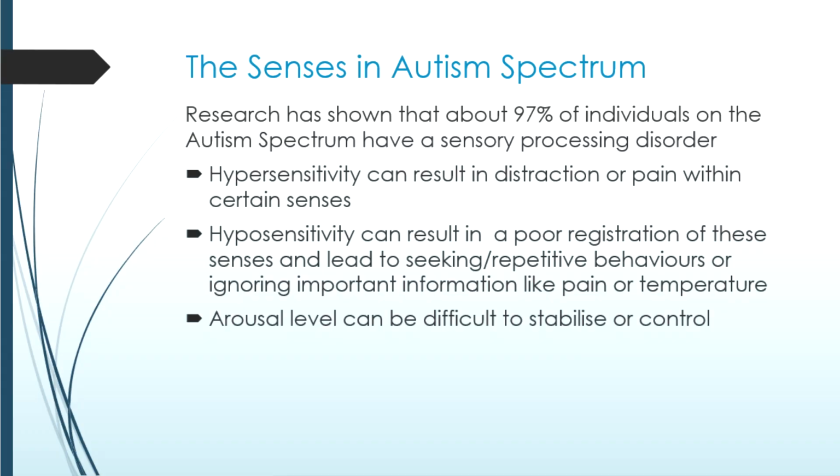Last but by no means least, the fifth of these impacts is sensory problems. 97% of people on the spectrum have a sensory processing problem. That sensory processing problem comes in as registration problems, abnormal registration of sensory input, and control of our arousal level. That abnormal sensory registration can result in the well-known hypersensitivity of people. This is where folk register that information as being highly significant or a potential threat to them. So it becomes potentially painful at worst, distracting at best.